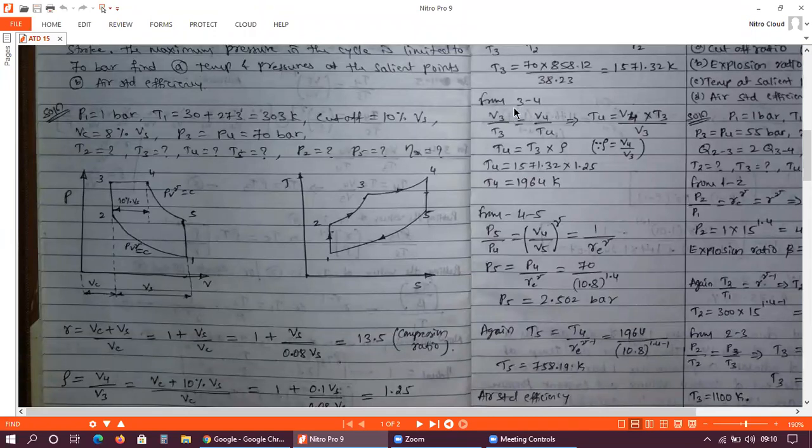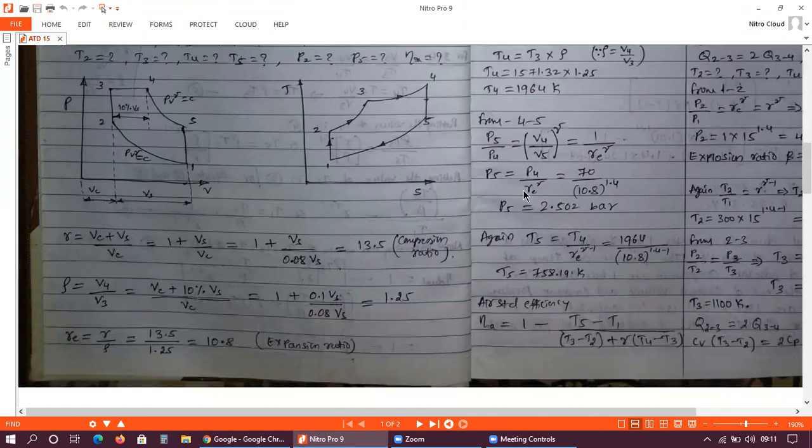Now similarly for the process 3 to 4, V3 by T3 is equal to V4 by T4. So I can write T4 is equal to T3 into V4 by V3. Here I am replacing V4 by V3 with rho, because V4 by V3 is nothing but the cutoff ratio. So T4 is equal to T3 into rho. Substitute the values: T4 is equal to 1571.32 multiplied by 1.25. So we will get the value of T4 as 1964 Kelvin.